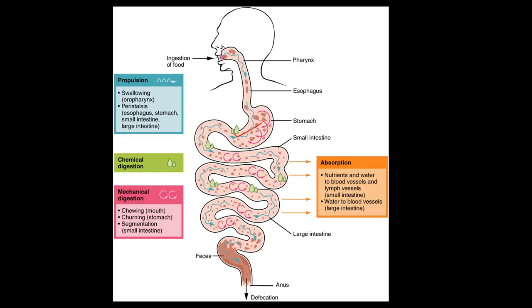Now here you can see the different mechanisms that are employed by the body to achieve the digestion process. That is propulsion, swallowing, peristalsis. Then you have chemical digestion with the help of enzymes, mechanical digestion, chewing, churning in the stomach, segmentation in the small intestine, and also absorption of nutrients and water into the blood vessels and the lymph vessels, and water absorption into the blood vessels in the large intestine. So these are the mechanisms employed by the body to achieve digestion and absorption in human beings.